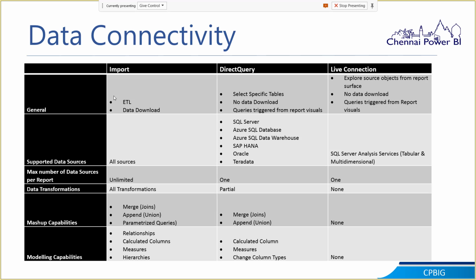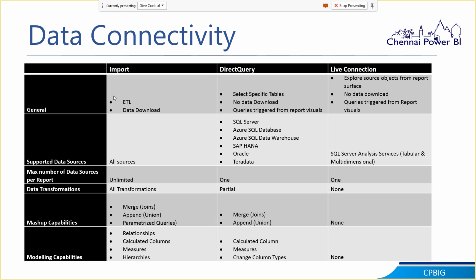Next one is supported data sources. When you choose the import option, you can accommodate multiple data sources in a single report. For example, if you are using SQL Server with the import option, you can still connect Excel as a source, and again you can connect Oracle as a source. You can combine all the data sources, all the tables from these different sources, and create a model. On top of the model, you can create a report. That is possible with the import option.